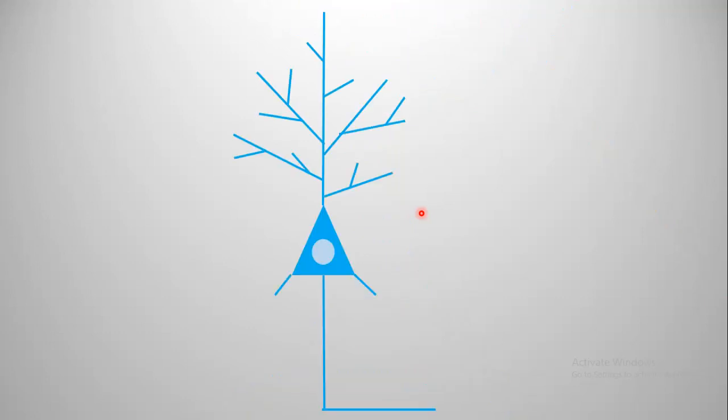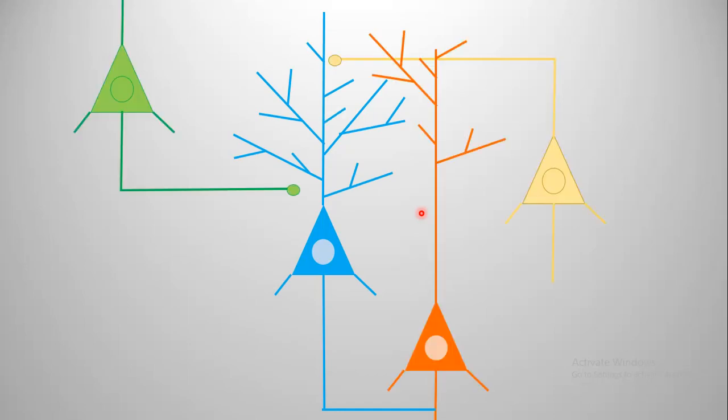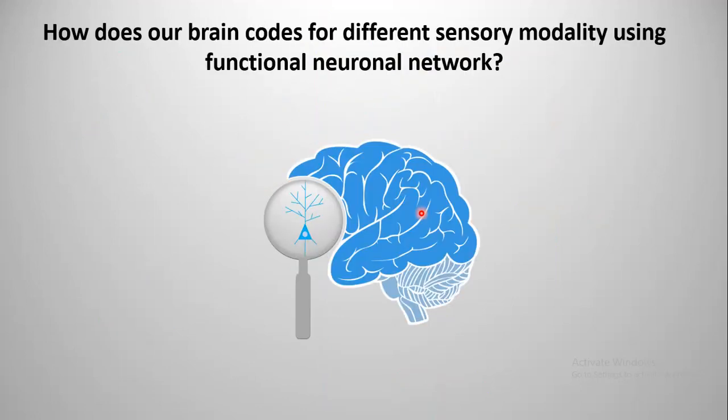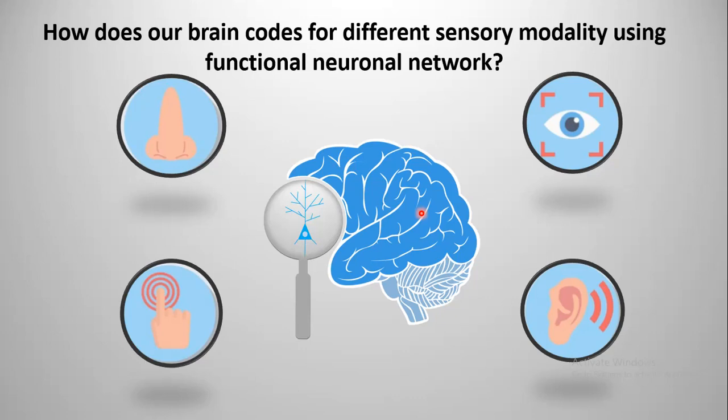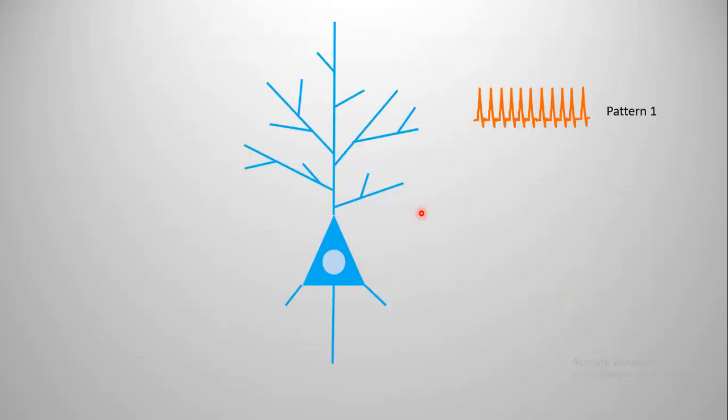Now, neuron doesn't stay in isolation. Instead, neurons are part of a functional circuit. Neurons take input from the environment or from other different neurons, process them to give rise to an output. So, question is how neuron can code for several different sensory modalities like olfaction, like vision, like auditory cues, or like specific touch, etc. Now, neuron uses specific firing patterns sometimes to code for information.